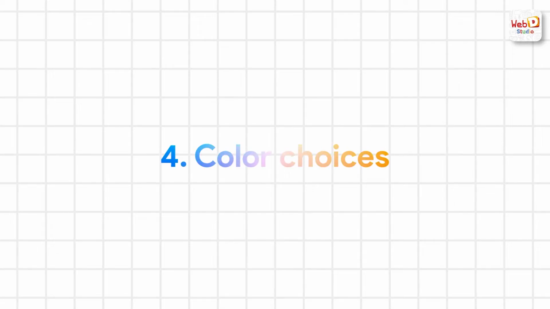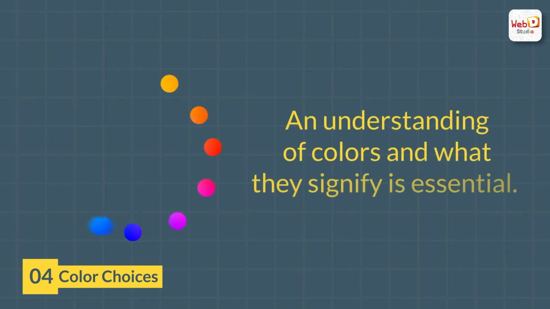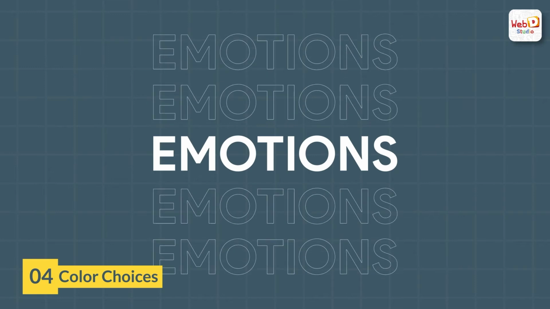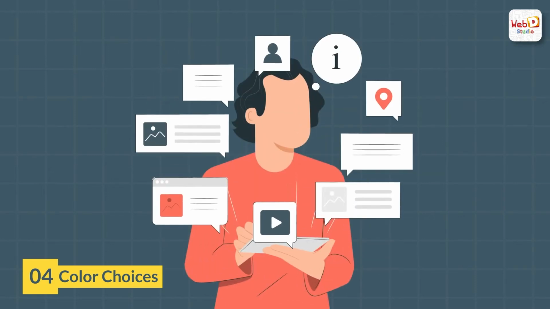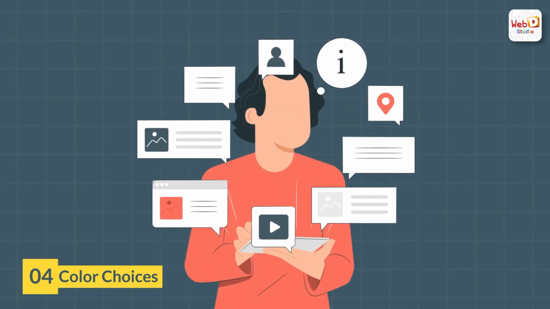Color choices. An understanding of colors and what they signify is essential. Colors convey and influence emotions. They have also been understood to convey information in our society.